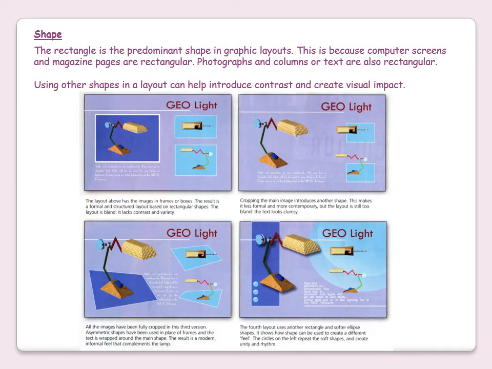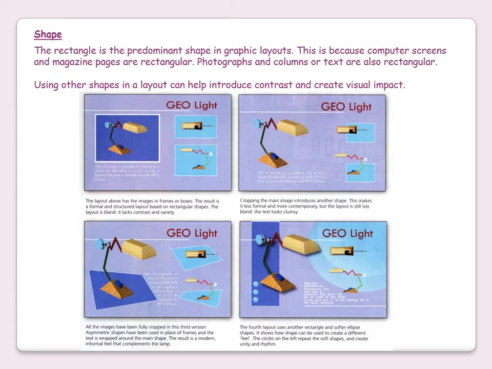In these examples here, in the first example in the top left corner, all of the shapes are rectangular. None of them are particularly bigger than the rest, and there is no dominant feature. When we move on to the second one in the top right, cropping the main image introduces another shape. This makes it less formal and more contemporary, but the layout is still too bland. The text looks clumsy.